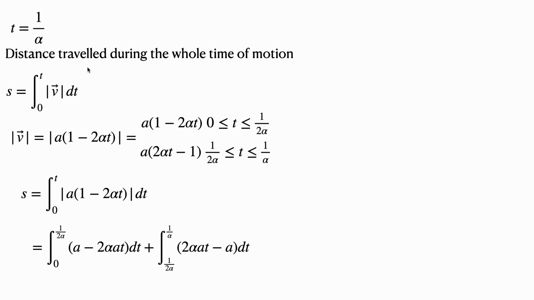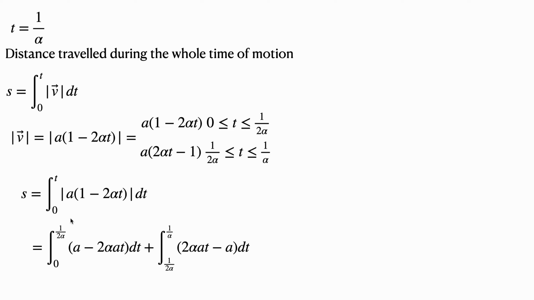Now let's evaluate the distance traveled during the whole time of motion. The distance s equals integral 0 to t of the modulus of vector v dt. So let's evaluate the modulus of vector v. We will take the modulus of a multiplied by (1 minus 2 alpha t). In the time duration 0 to 1 by 2 alpha, the modulus will be equal to a multiplied by (1 minus 2 alpha t), and in the time duration 1 by 2 alpha to 1 by alpha, the modulus of vector v will be a times (2 alpha t minus 1). So now let's integrate these two expressions.